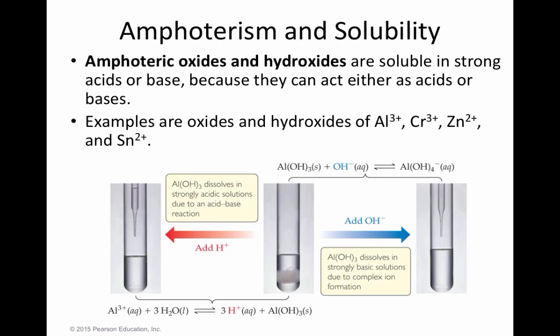And you can just take a look at the picture below. Aluminum hydroxide dissolves in strongly acidic solutions because of the acid-base reaction that you can have, but it also can dissolve in strongly basic solution because of complex ions.